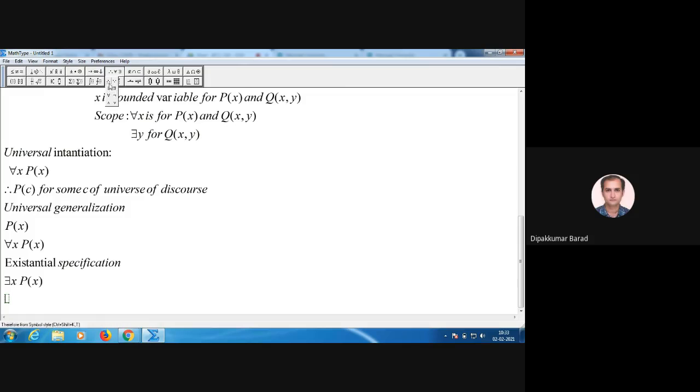So there is a difference between universal instantiation and existential specification. For universal instantiation, for all x, P of x, therefore P of c, and here there exists x, P of x, therefore P of c. Okay, we see some element for which P of x is true.